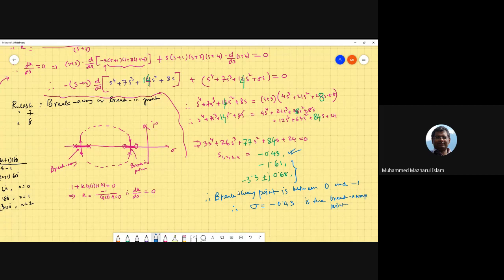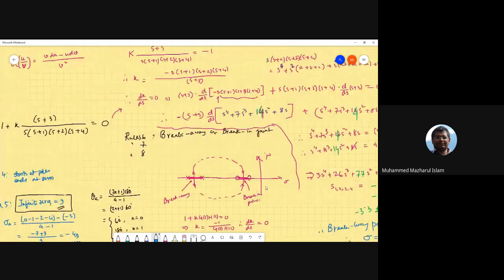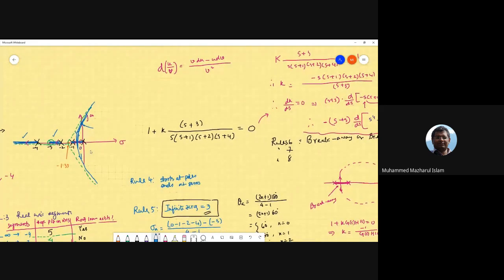So the only problem with the calculation is that it's a bit long, and you have to keep your concentration during the calculations. Otherwise, the produced results might not be correct. Okay, so this is the breakaway point. So I hope this answers Motasim's question that you wanted to know where the point exactly was between 0 and -1. So this would be at -0.43.